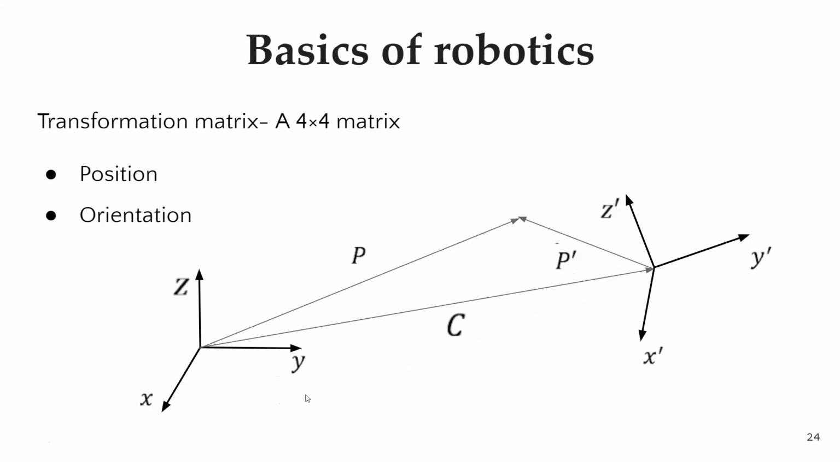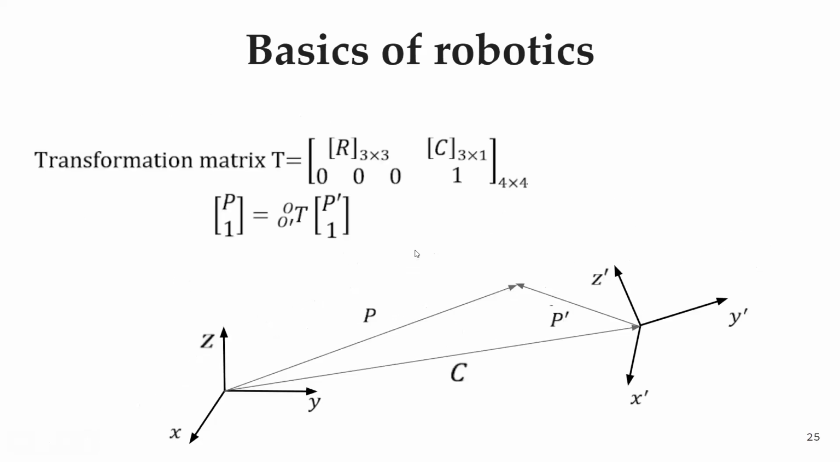Let's take these two coordinate systems, x, y, z, and x dash, y dash, z dash. Let's say the x dash, y dash, z dash coordinate system is at a displacement c from this coordinate system, and let's say that there is a vector p dash defined in the x dash, y dash, z dash coordinate system, and we want to find the vector p, which is in the xyz coordinate system. So how can you find that out? We can find it out with the help of the transformation matrix.